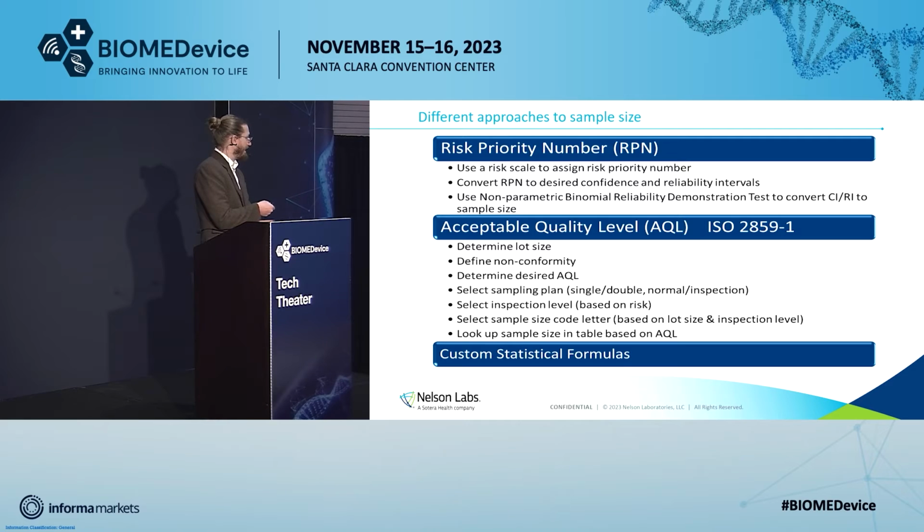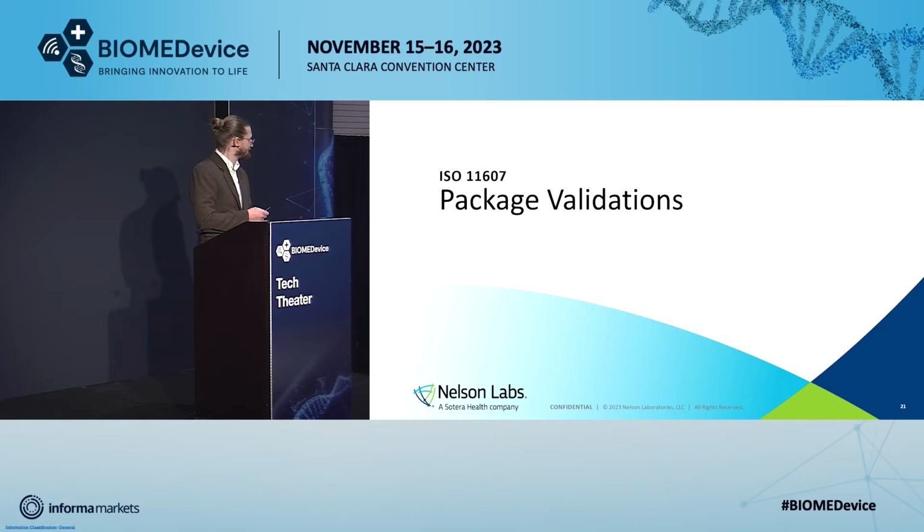ISO 2859 goes over acceptable quality level, and the difference there is it's based more off of your lot size or batch size, and then you can use that to extrapolate out what your sample size should be for validation testing. And then if you're lucky enough, if you have a statistician on staff, they might be able to come up with something that's even newer or fancier or more believable. So those are some of the things that we see people use to justify their sample sizes.